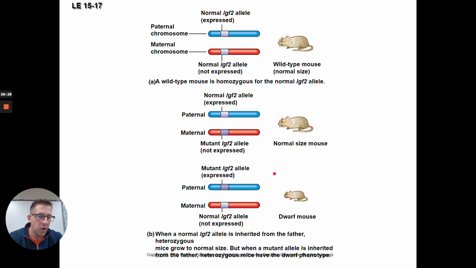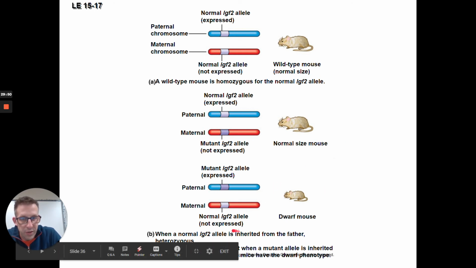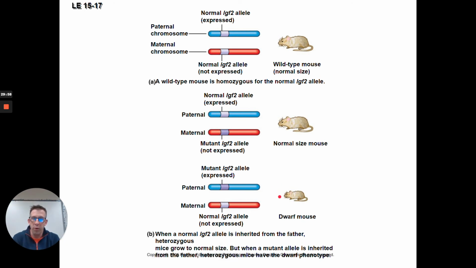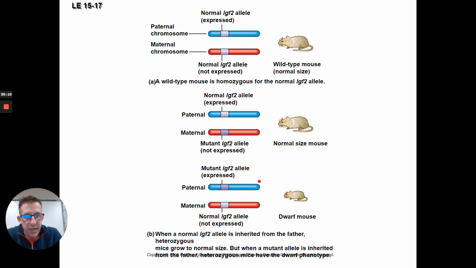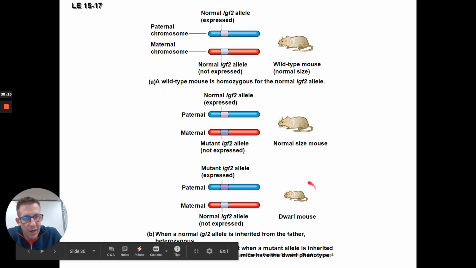The final example is also heterozygous. Okay? This middle example was heterozygous, and we expected him to be normal-sized, right? This one is also heterozygous. We notice that mom gave him a normal version and dad gave him a mutant version. Okay? So under normal Mendelian genetics, we would expect mom's normal version to override the mutant version given by dad. But what we see is totally contrary to that. What we see is a dwarf mouse, a mutant mouse that expresses the recessive phenotype.